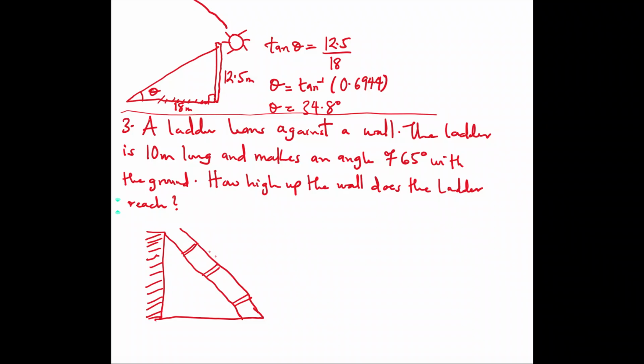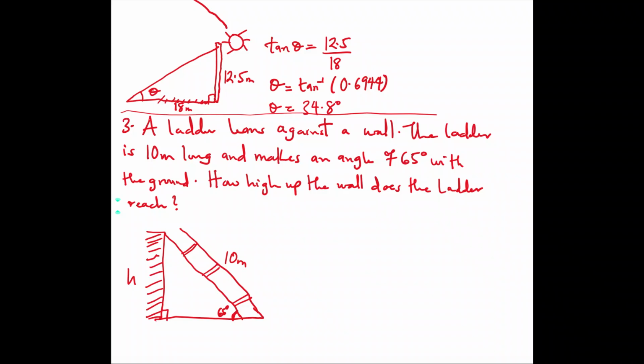Okay, so the ladder leans against the wall. The ladder is 10 meters long, so this is the length of the ladder here, 10 meters long, and it makes an angle of 65 degrees with the ground. This is the angle it makes with the ground, 65 degrees. Okay, it says how high up the wall does the ladder reach? So we are looking for this height.